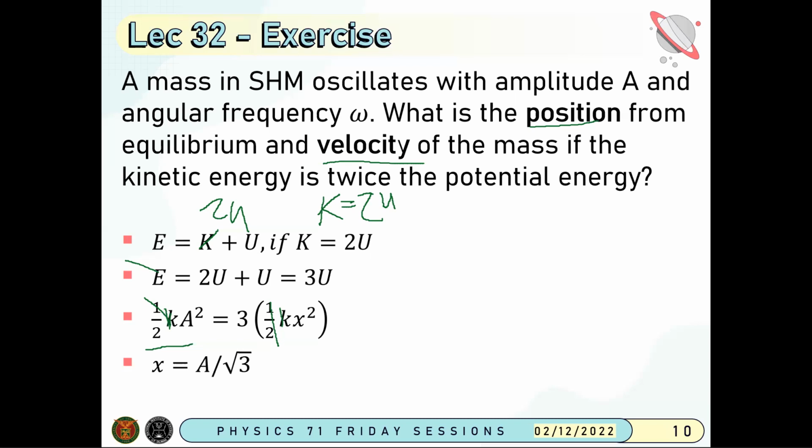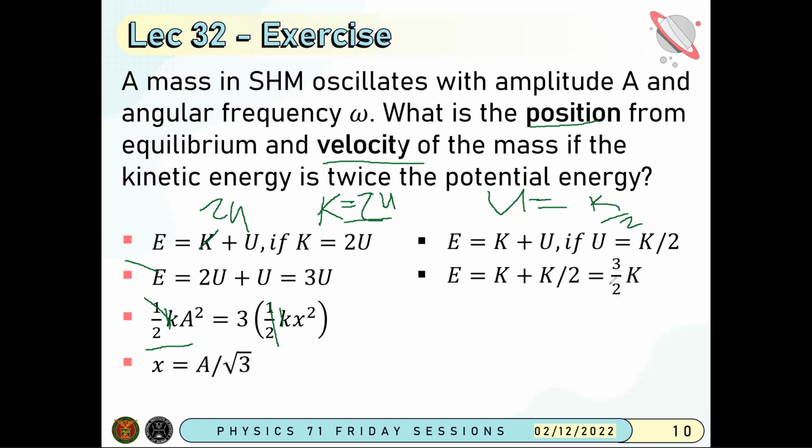Sa kinetic energy, actually, we will just use the same equation. E equals K plus U. But this time, U naman yung papalitan natin. So from K equals 2U, pwede nating ma-derive si U to be K over 2. Bakit? Ba't natin gustong gawin yan? Para pag pinalitan naman natin si U ng K over 2, meron tayong E equals 3 halves K. Tama?